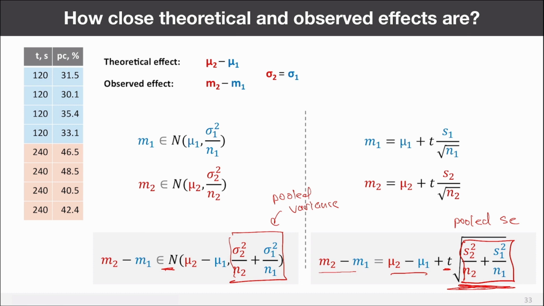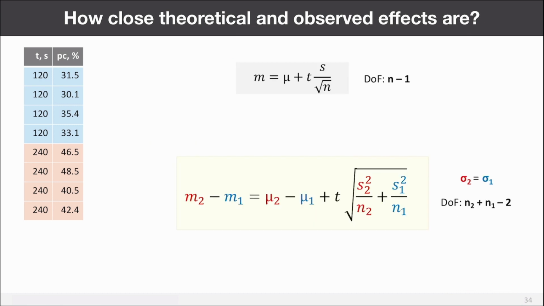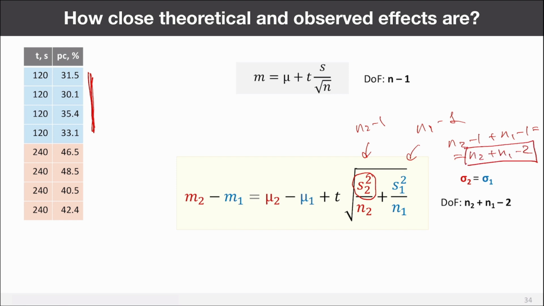But how many degrees of freedom should we use? Well, let's recall, in each sample we have n-1 degrees of freedom, because we lose 1 degree of freedom because of this, right? So we compute S based on the average values that we also compute based on the sample. So it means that here, in this case, we have n2 minus 1. In this case, we have n1 minus 1. And altogether, we have n2 minus 1 plus n1 minus 1, which is equal to n2 plus n1 minus 2 degrees of freedom. So this is how many degrees of freedom we should use.